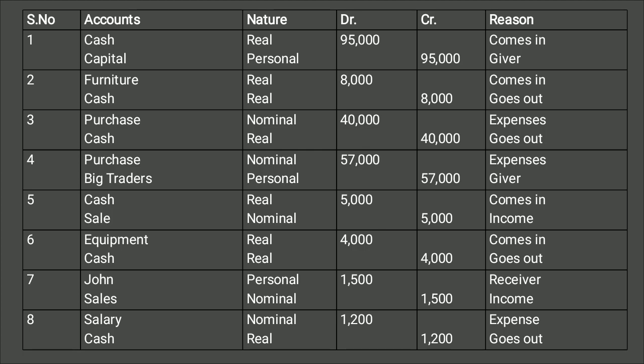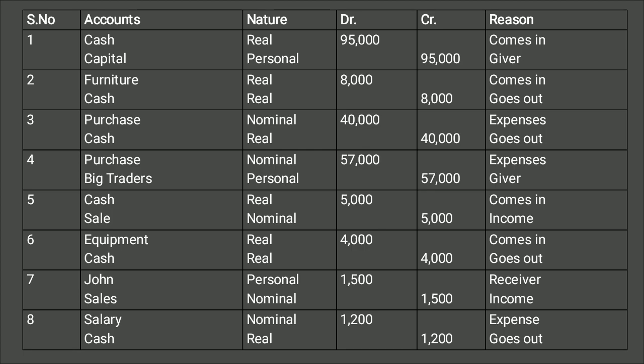Rules for the real account: debit what comes in, credit what goes out. So when you start your business, cash will enter into the business. It means the business is going to receive. So, debit what comes in. What is coming into the business? Cash is coming into the business. So that's why we have to debit our cash, according to the rules, according to the concept.